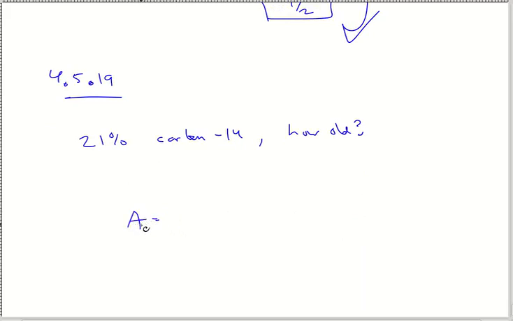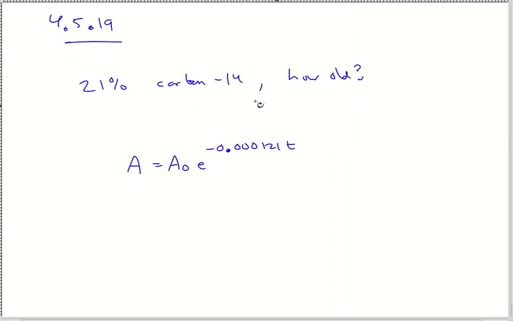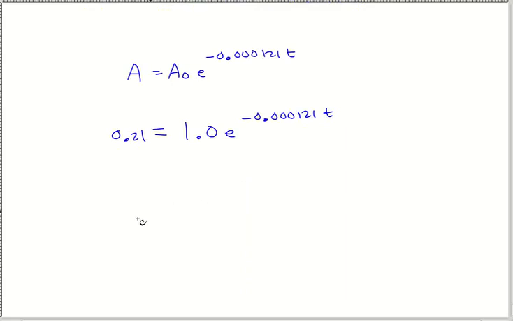Oh, that A does not look very good today. There we go. A is equal to A naught e to the, and they give you this formula, 0.000121t. Okay, well, how much initial do we have? Well, they're assuming that we have 100%. So 1.0. 0.000121t. And so my final amount, that's 100%. They say we got 21%. There you go. Now it's 21, was 100. There you go. Solve for t.